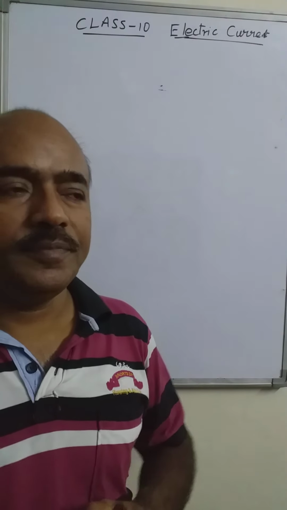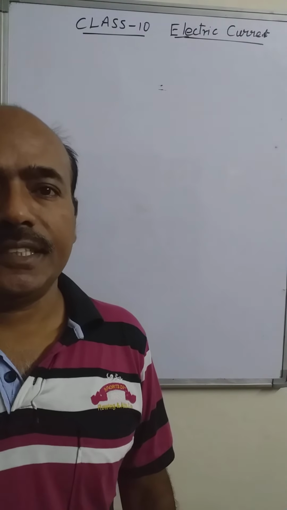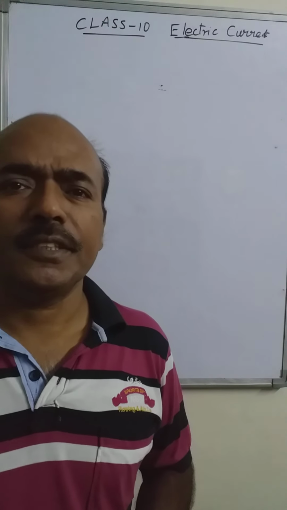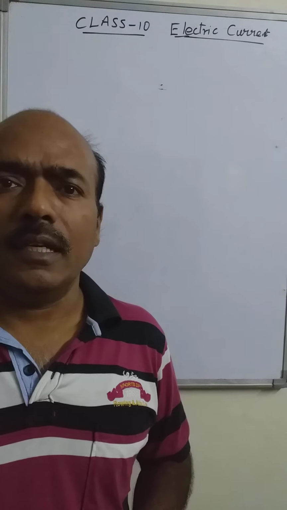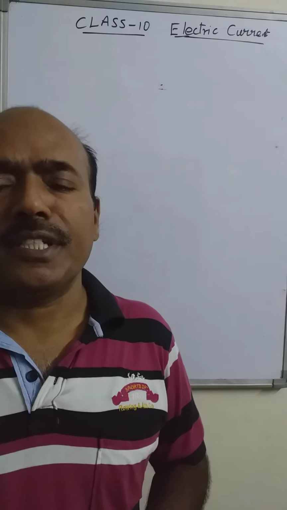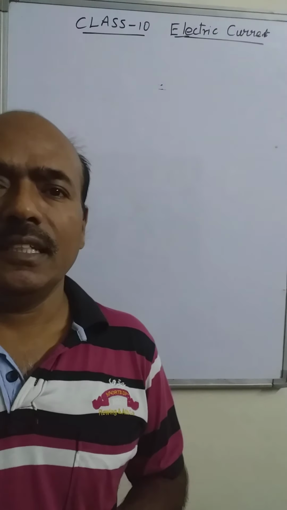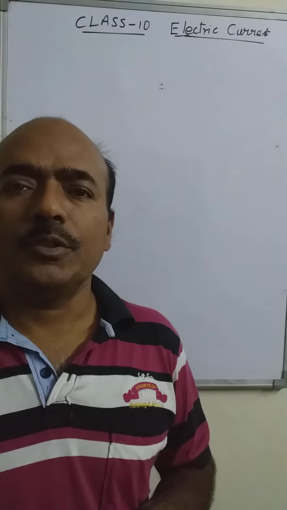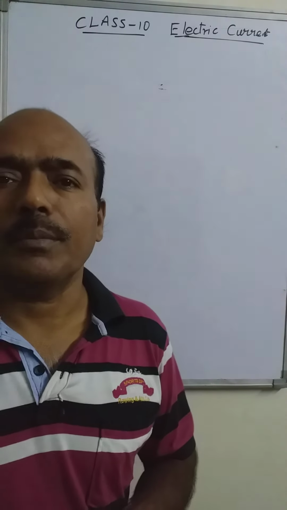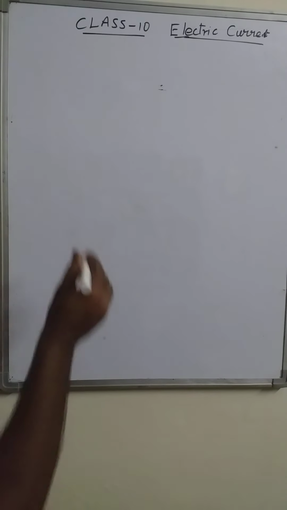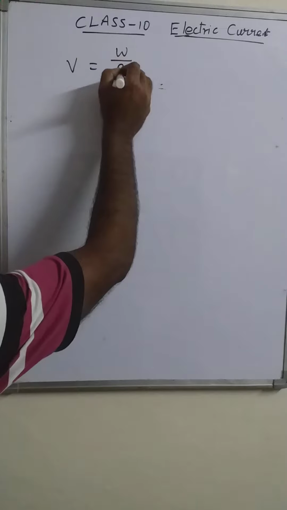Good morning, children. Let us continue the chapter Electric Current, in which, in the last session, we were discussing the potential difference, the electric potential difference and electric potential. Once again, I repeat that definition. The amount of work done to bring unit positive charge from infinity to a particular point is known as electric potential, and its formula is V equal to W upon Q.